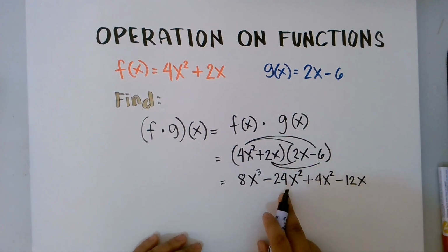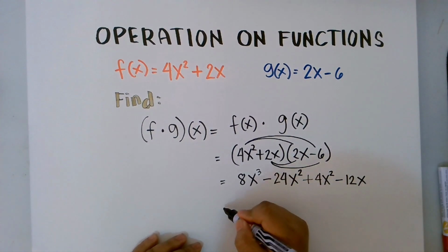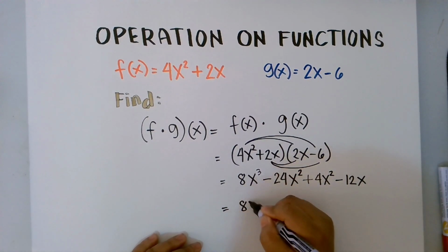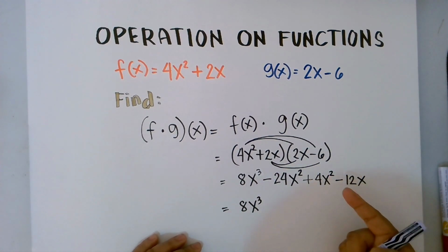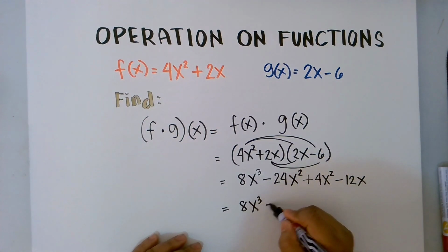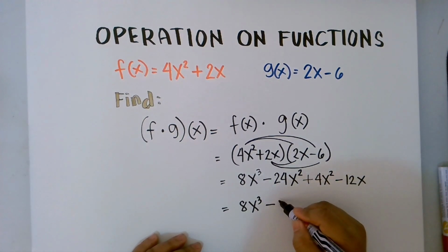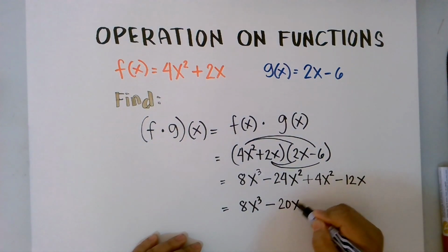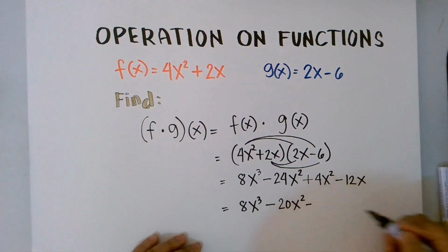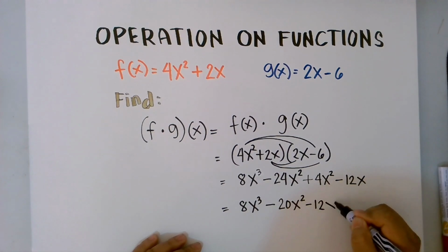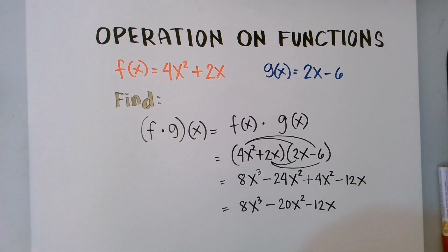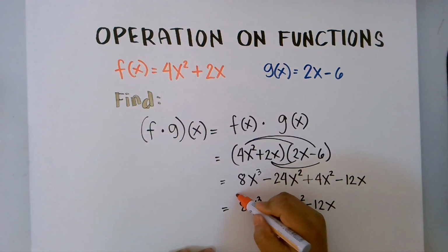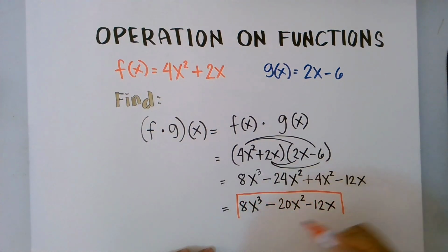Now, let's simplify. So, magkapareho sila ng term. Pareho silang x squared term. So, copy muna natin to 8x cubed, and then unlike signs sila, so we will subtract and get the sign of the larger number. So that's negative. So 24 minus 4, it's 20x squared. Okay, then copy the negative 12x, and there you have it. Okay, so the product of f of x and g of x is 8x cubed minus 20x squared minus 12x.